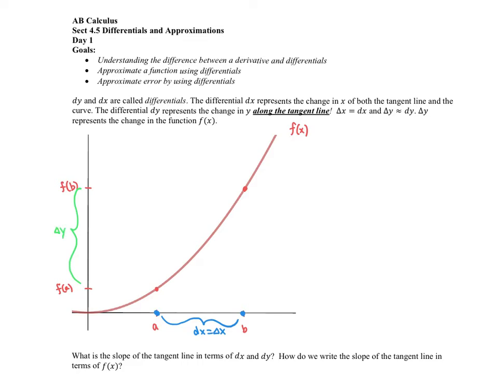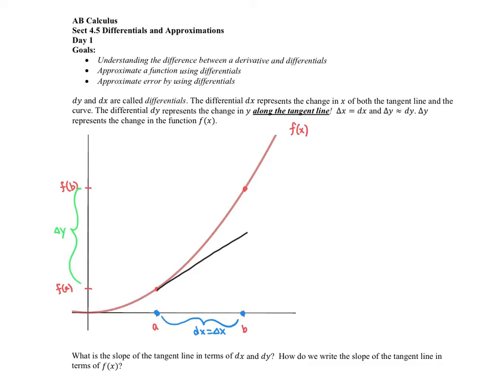All right, now let's continue with the statement. The differential dy represents the change in y along the tangent line only. So what tangent line are we even talking about? Well, if I drew a tangent line to f of x at x equals a, it would look kind of like this. There's my tangent line.